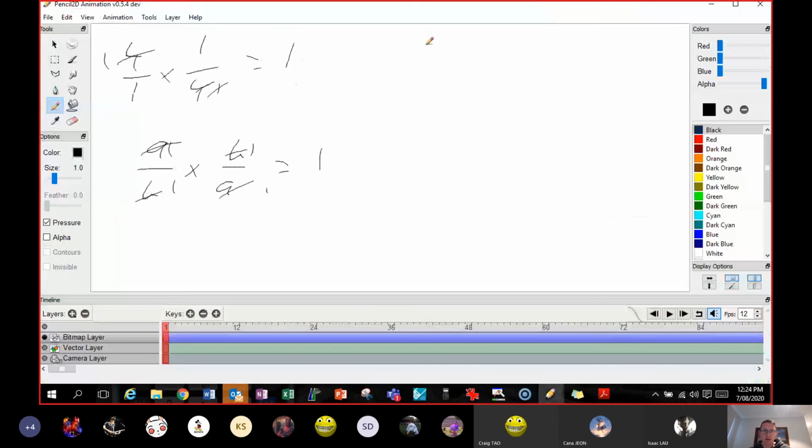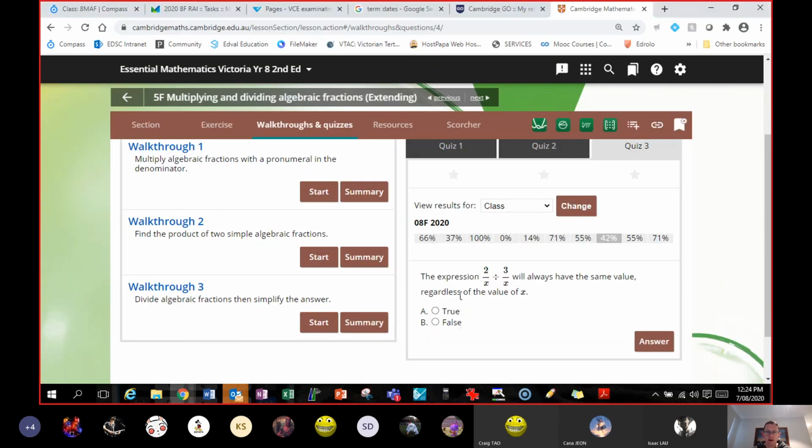For this one, 2 on x divided by 3 on x. Okay, so really what we've got here is 2 on x divided by 3 on x. What we've got to do here is the reciprocal of that, which is 2 on x, and change this to a multiply, x on 3. Cancel these out. That will leave us with 1. 2 times 1 is 2. 1 times 3 is 3. So 2/3, and that would be your answer.